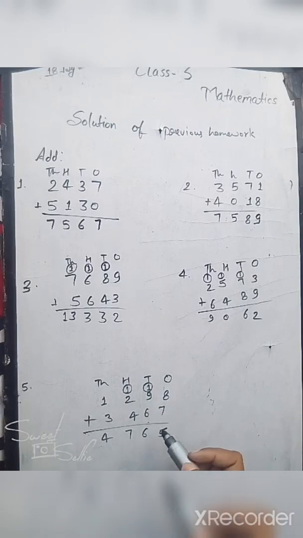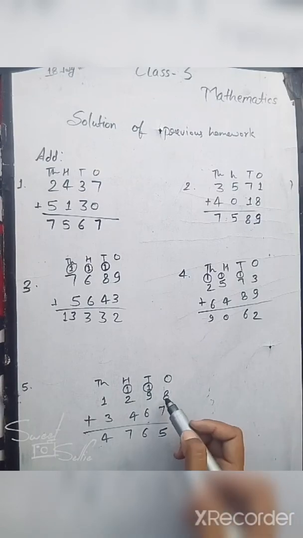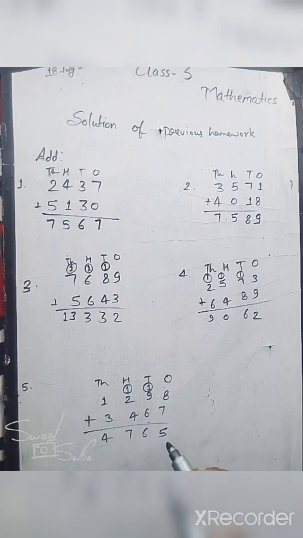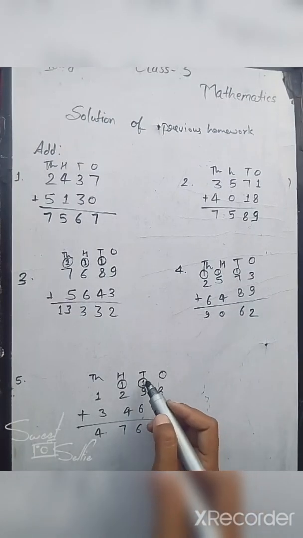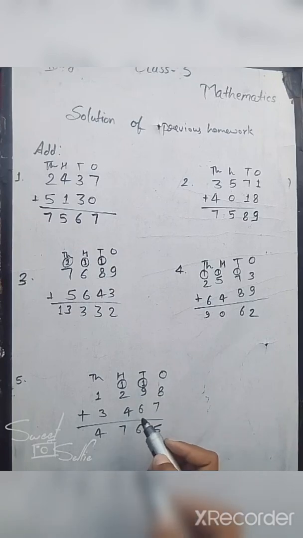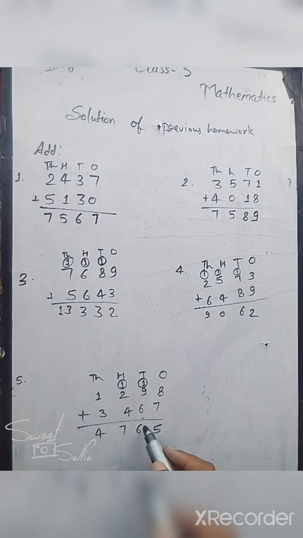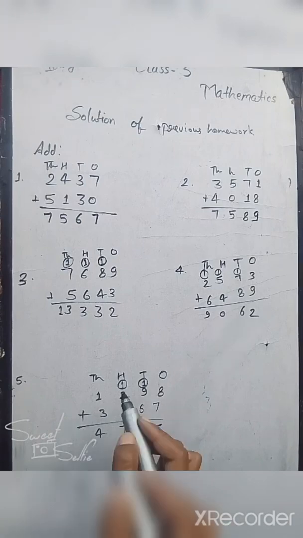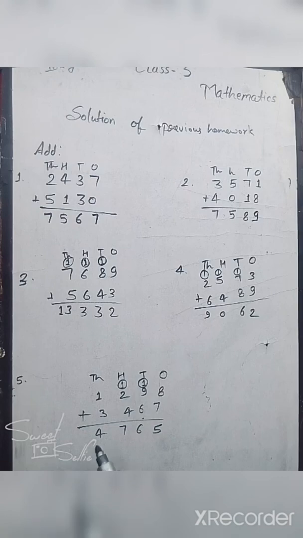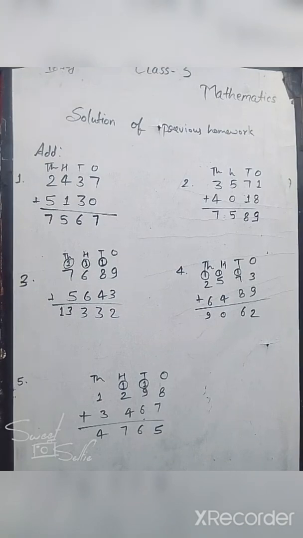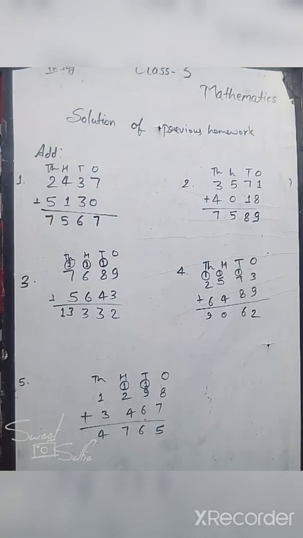Here we will add firstly ones place number. So 8, 7, 15. In 15 we will write 5 and 1 carry at tens place. Now we will add tens place numbers. So 1, 9, 10. 10 plus 6, 16. In 16 we will write only 6 and 1 carry at 100. So here 1 and 2, 3, 3, 4, 7 and 1 plus 3, 4. So we get 4765 as the sum of these two numbers.